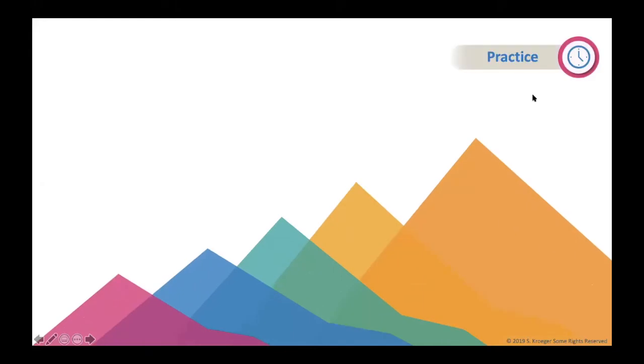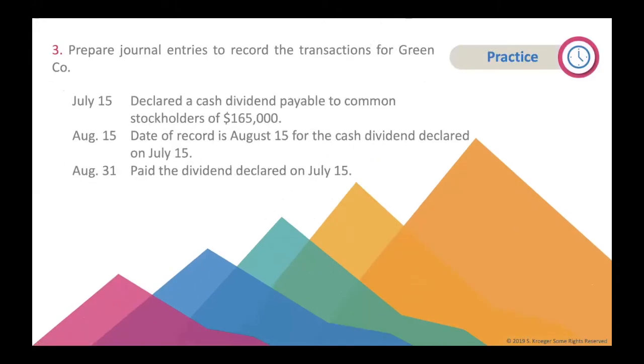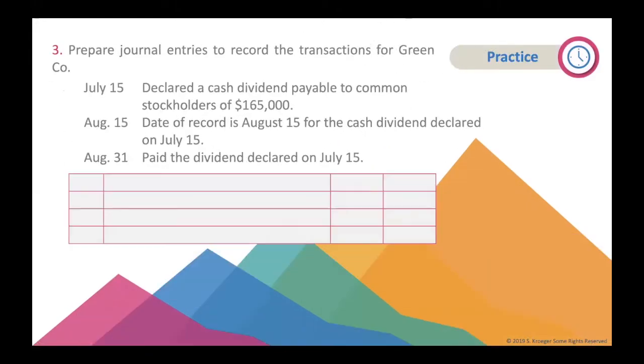Let's practice this. This is number 3 on your classwork. Prepare journal entries to record the transactions for Green Co. On July 15th, declared a cash dividend payable to common stockholders of $165,000. On August 15th, the date of record is August 15th for the cash dividend declared on July 15th. Then on August 31st, paid the dividend declared on July 15th.